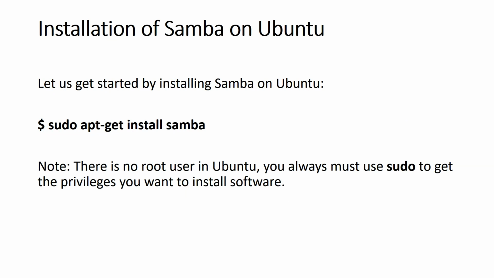Installation of Samba on Ubuntu. Let us get started by installing Samba on Ubuntu. The command is sudo apt-get install samba. Note, there is no root user in Ubuntu. You should always use sudo to get the privileges you want to install the software.